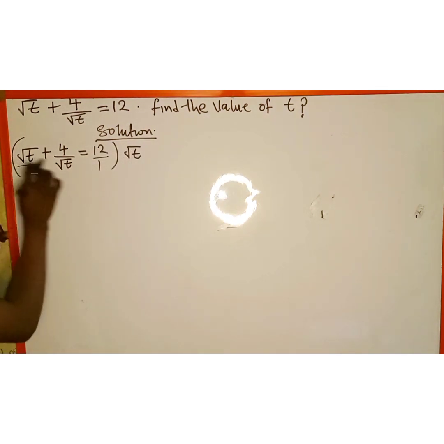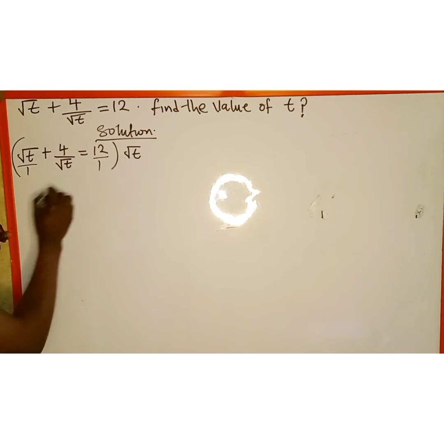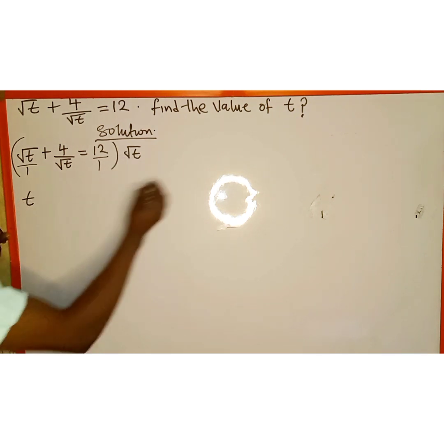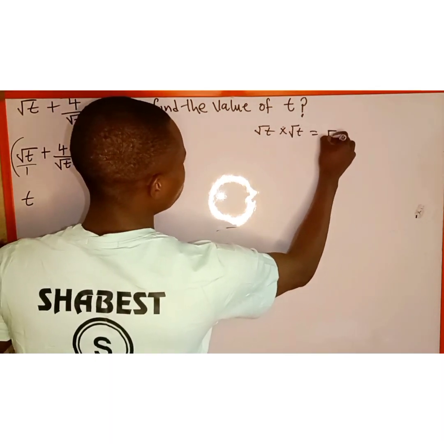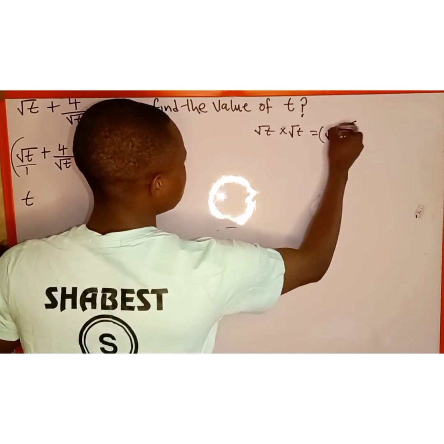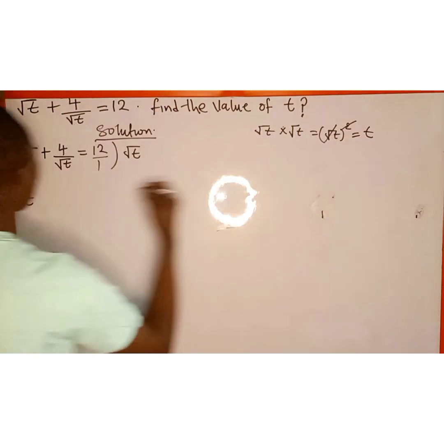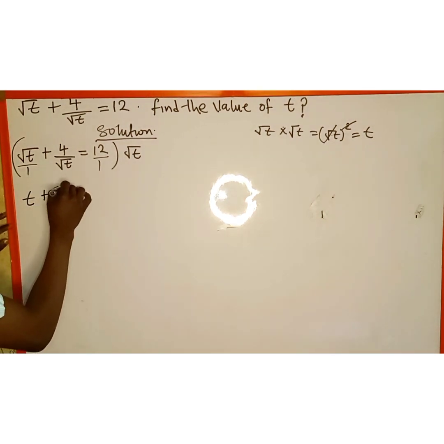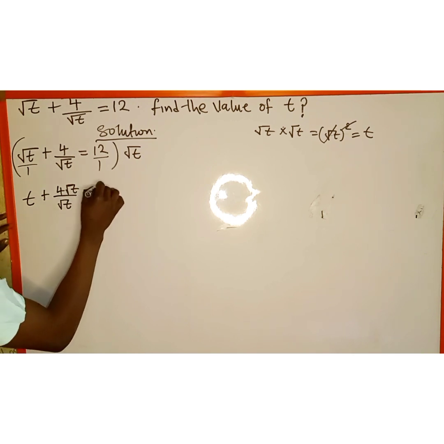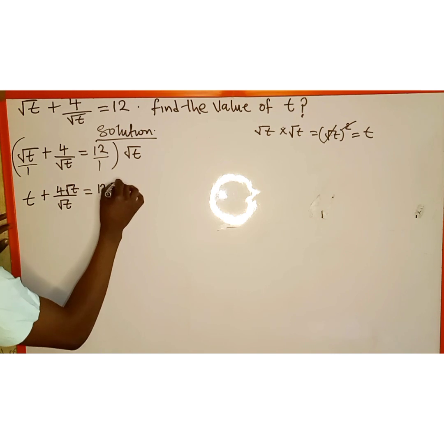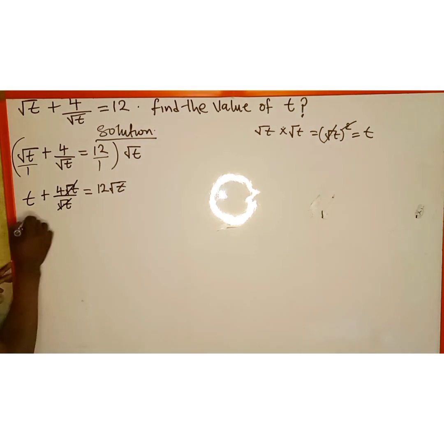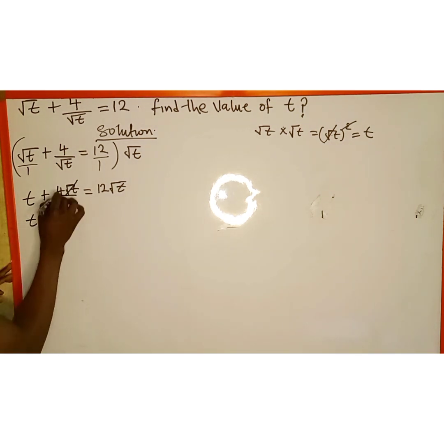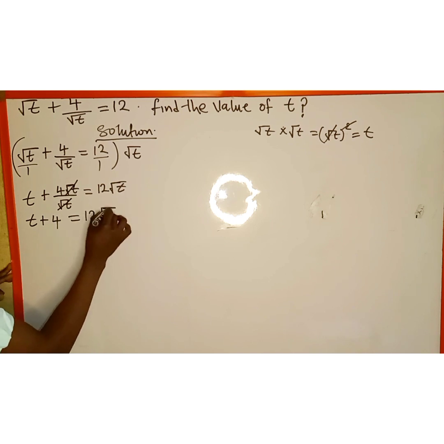So the first thing, we have root t multiplied by root t, it will give me t. Root t multiplied by root t is the same as root t raised to the power of 2, so this square cancels this square, it will be t. So plus 4 multiplied by root t over root t, which is equal to 12 multiplied by root t. But if you look at this middle term here, this root t can cancel this root t. So we are left with t plus 4 is equal to 12 root t.